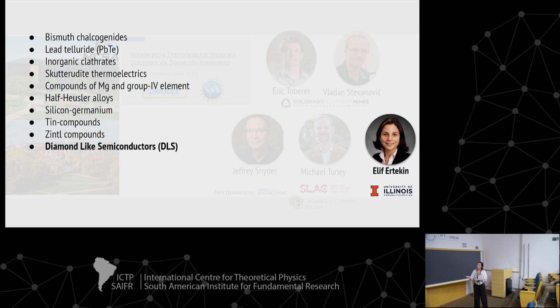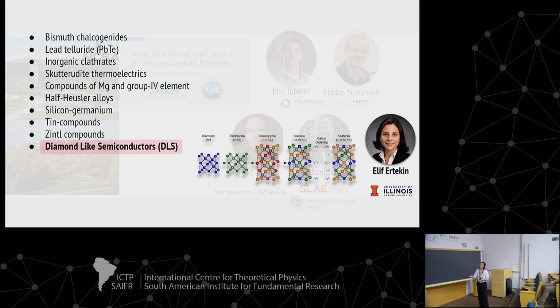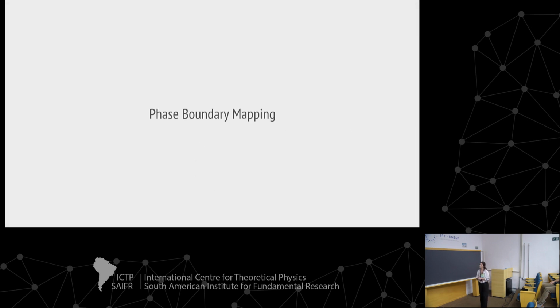So we have investigated different groups of materials to try to understand these limits in dopability. And together with Professor Ertekin, I have been focused on diamond-like semiconductors. So materials with the structure of diamond, but very rich chemistry because they can be binary, ternary, or even quaternary compounds. And later I'll talk a little bit about two of these ternary compounds.